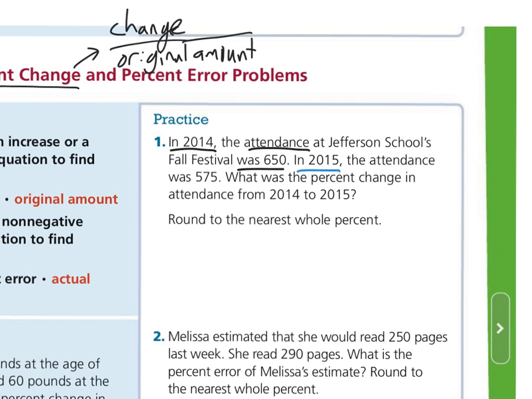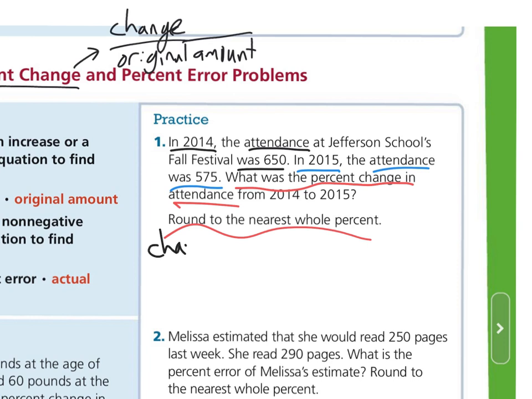In 2015, the attendance was 575. So what was the percent change in attendance? And they said round to the nearest whole percent. So we're going to have to figure out our change and our original amount here.